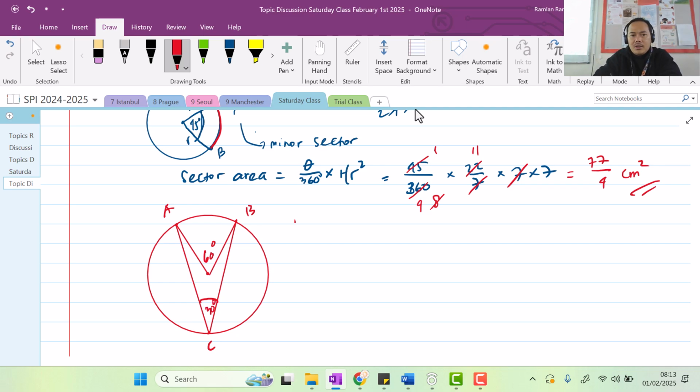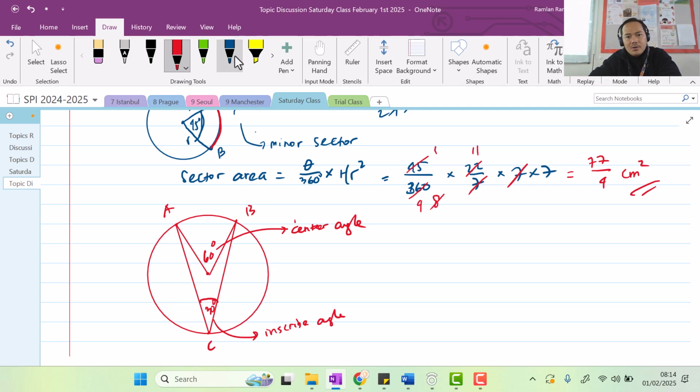Now this is what we call the center angle, and this one is what we call the inscribed angle, if I'm not mistaken. I forgot the name. So this is just half of that. So it's always half.